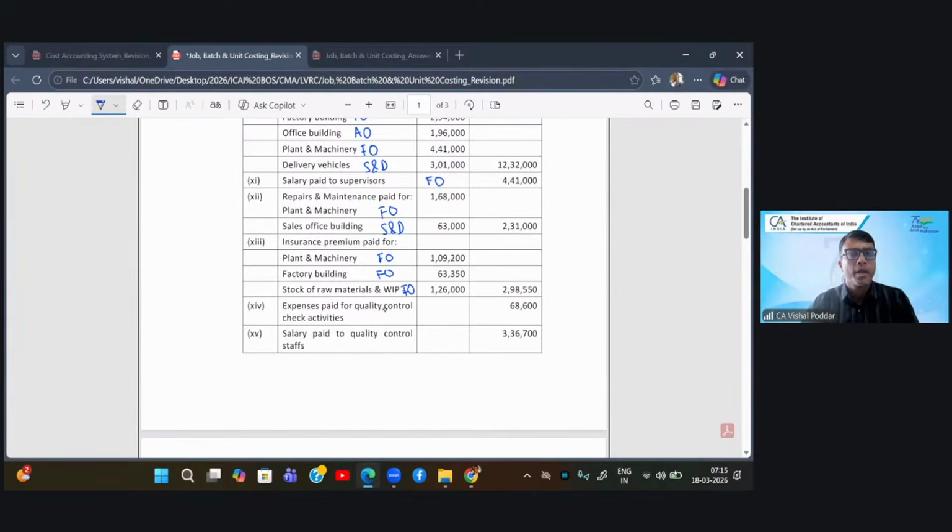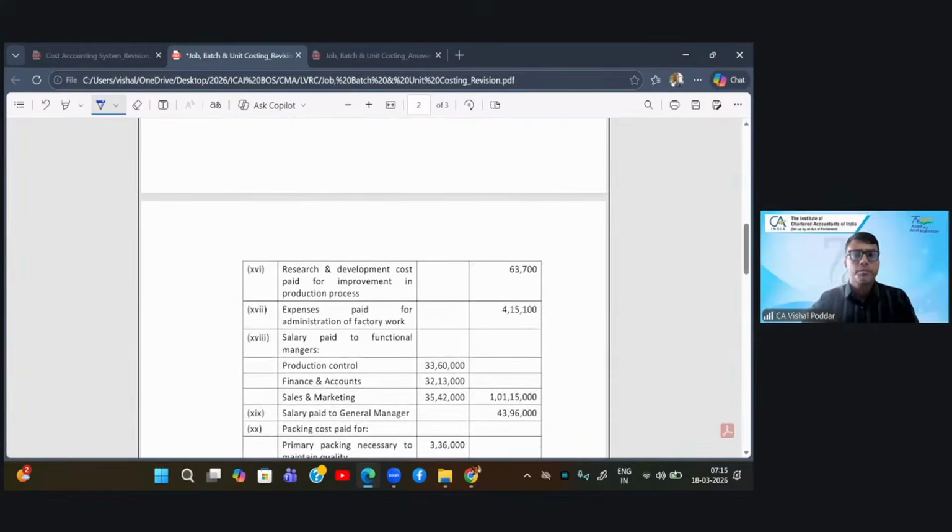Now, expenses paid for quality control, all this comes in the R&D and Q&A category. Salary paid to, so it is again R&D and Q&A category. Research and development costs, again R&D, Q&A category.